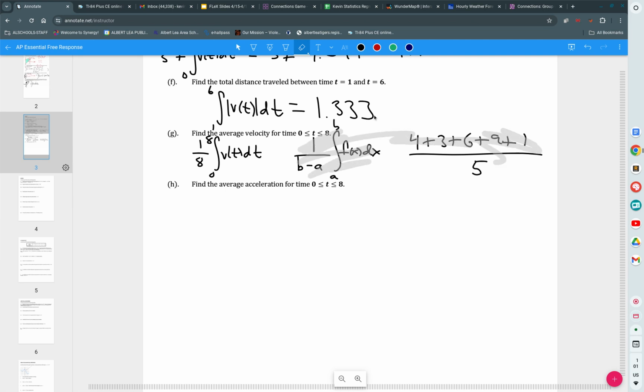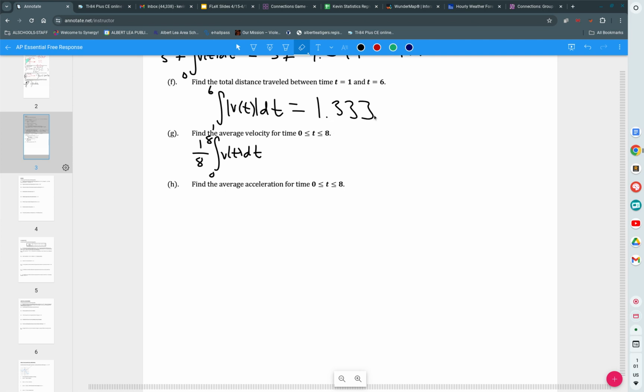And now for the next part, we'll calculate this in a second, but find the average acceleration. Well, acceleration is the rate of change. And if it's asking for the average rate of change, we simply use slope. So we're looking for v of 8 minus v of 0 divided by 8 minus 0. So those are the two that we're trying to determine.